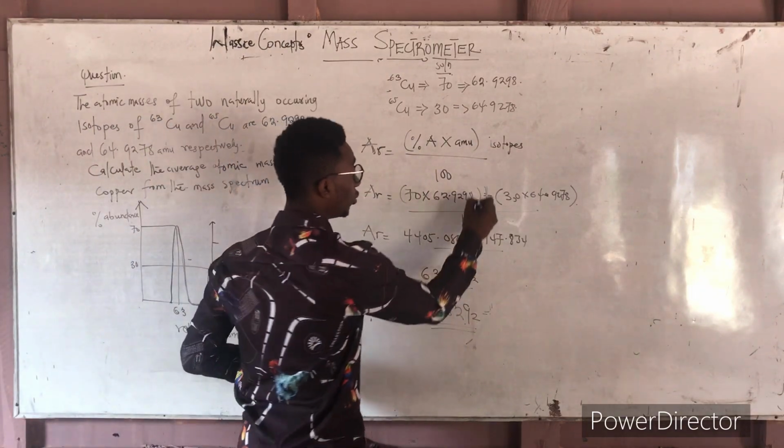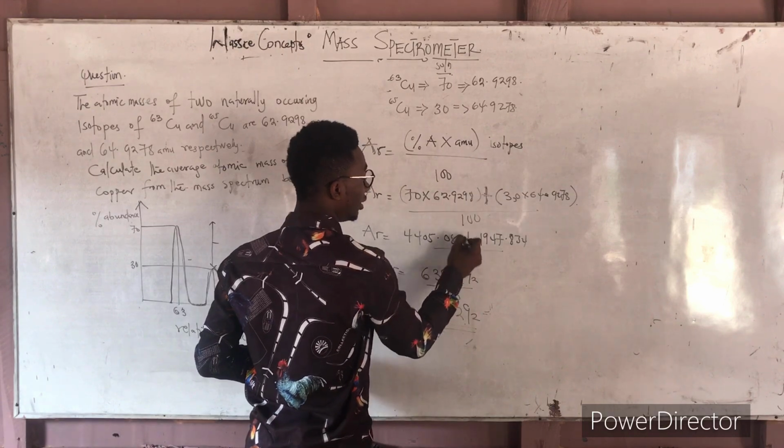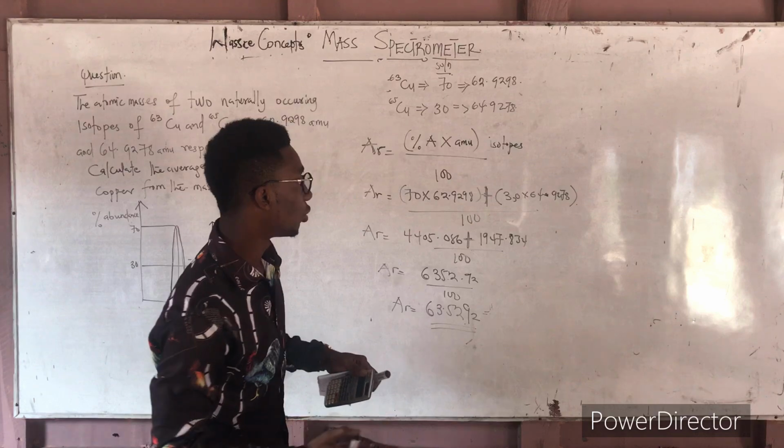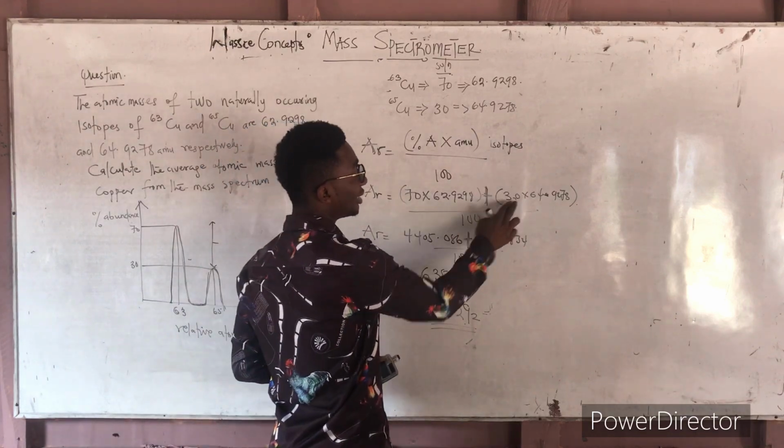So take note. It's not the difference in this one. You add it, because we want to find the average. So the average is this plus this, divided by 100.